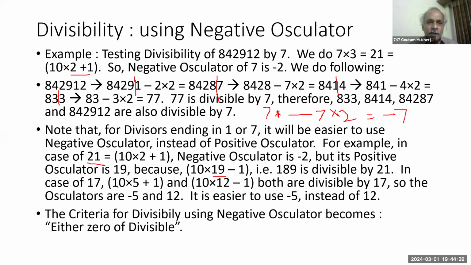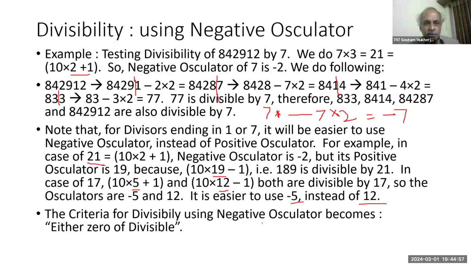In case of 17, either you can do 10 into 5 plus 1, which gives minus 5, or 10 into 12 minus 1, which gives plus 2. Here, if it is minus, m will be positive. Here it is plus, m will be negative. So either you can do minus 5 or 12. Better to use minus 5.